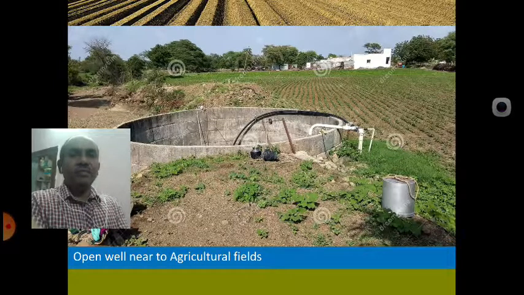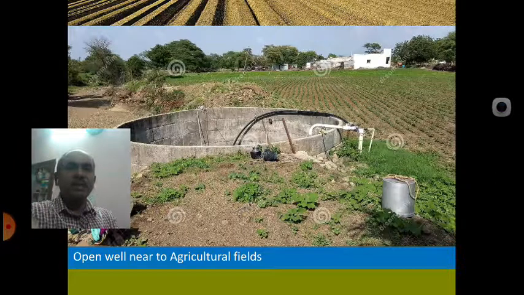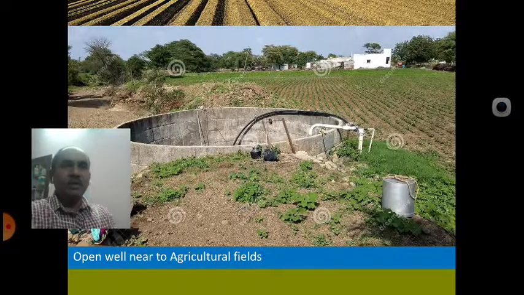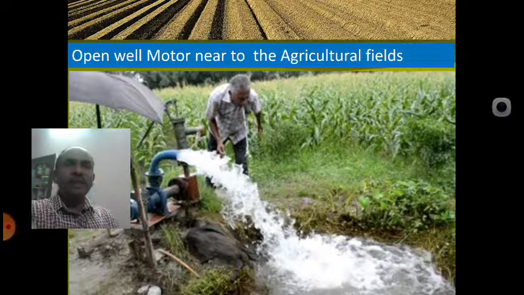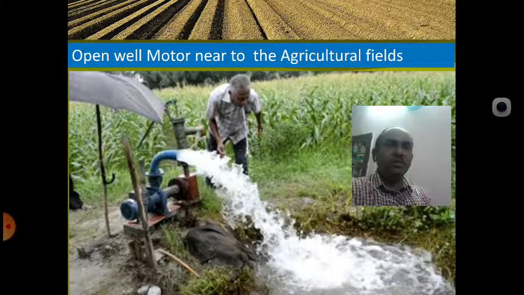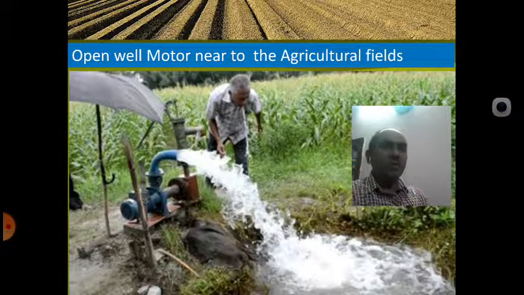Most of the agriculture fields work on 3-phase induction motors only, whether it's a 5 HP motor, 7.5 HP motor, or 10 HP motor. Sometimes they use a 15 HP motor also, based on their requirement. Now you can see how they are enjoying the water by using our electrical motor. This water is taken from the nearby well for the agriculture fields. With the open well motor near the agriculture fields, the farmer is enjoying the water by using our electrical motor.